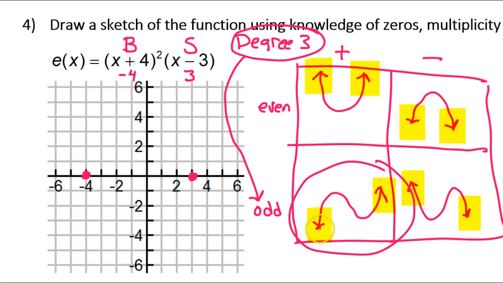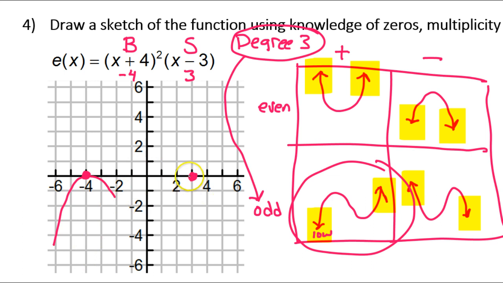So this tells me I need to start off low on the left hand side. So I'm going to start from down here because of my knowledge of end behavior. But when I get to the -4, I need to do a bounce. So I'm going to start off low and I'm going to do a bounce at the -4.